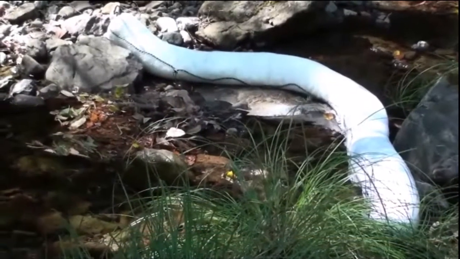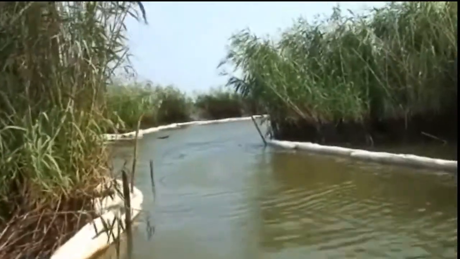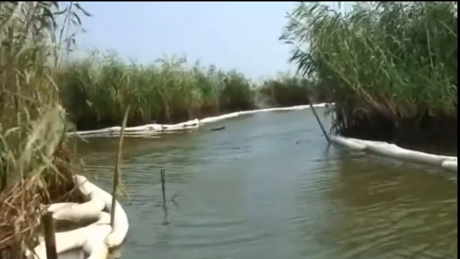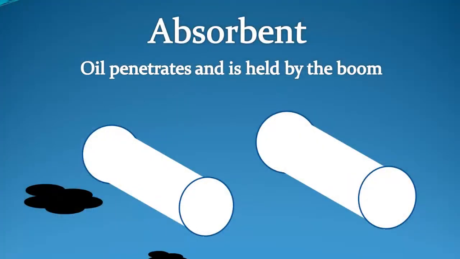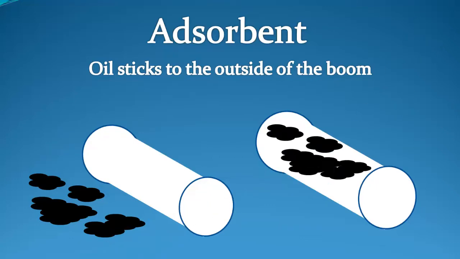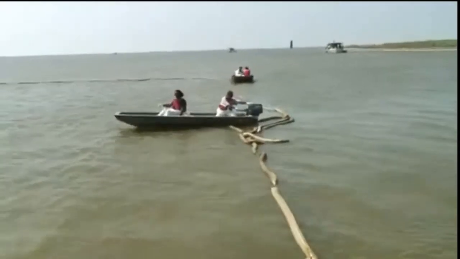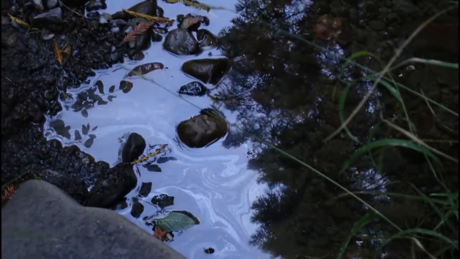Sorbent boom looks like a very large white sausage, but it is made of an absorbent material that collects and holds oil within the boom itself. Absorbent means the substance penetrates and is held within the boom. Adsorbent means the substance sticks to the outside of the boom and does not penetrate it. Sorbent boom is most effective with thin layers of pollutants and light winds or currents.